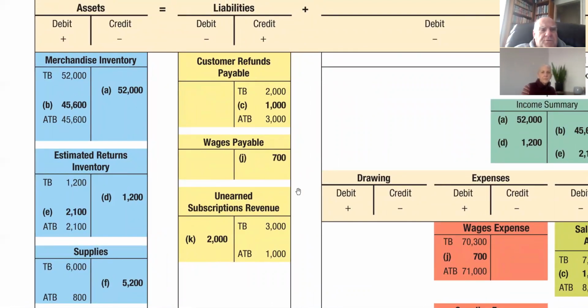Again, just make sure we understand what we're doing here. Out with the old, 52,000, and that goes into the account called income summary, and then you debit the merchandise inventory. The supplies. Remember they told us the supplies were 800? Well, we had 6,000 to begin with. So we take the difference, and that's the reduction of the asset and the resulting expense.